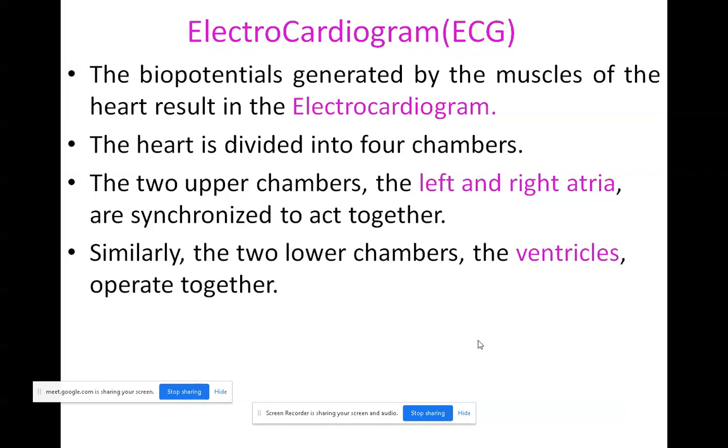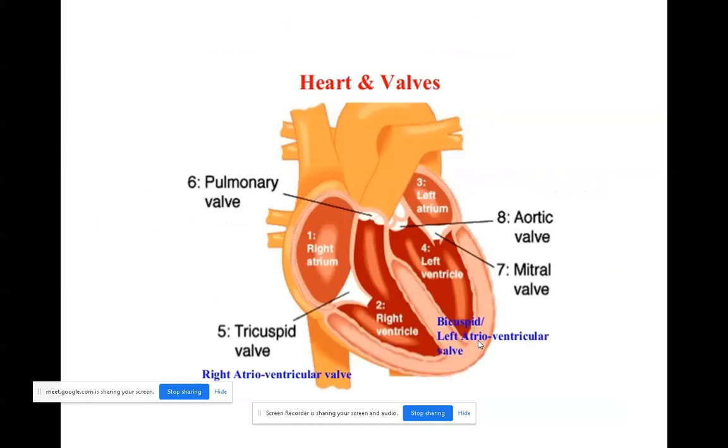So here we have to know about the structure of the heart. I think you all remember the heart structure which you studied in your 12th standard. The heart is divided into four chambers. The two upper chambers, the left atrium and right atrium, work together, that's why it's synchronized. Similarly, the two lower chambers, the ventricles, left ventricle and right ventricle, also operate together. So this is the structure of the heart.